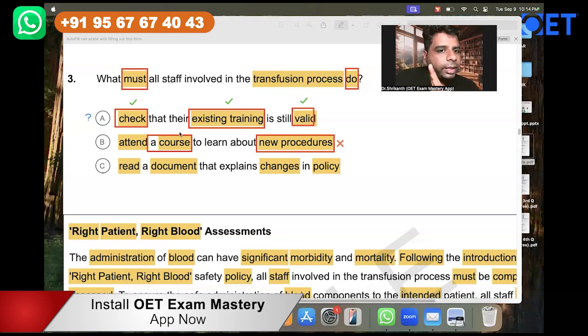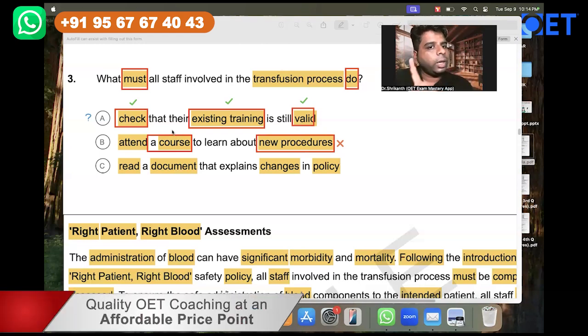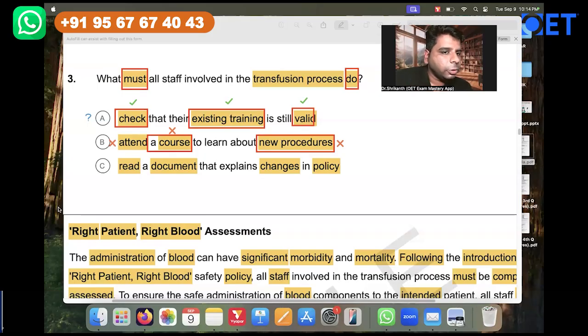Not only that, what is the tense over here? The tense is singular. They have to attend one single course. But what is the tense that has been used in the paragraph? There they have used plural tense. So we cannot choose answer option B.